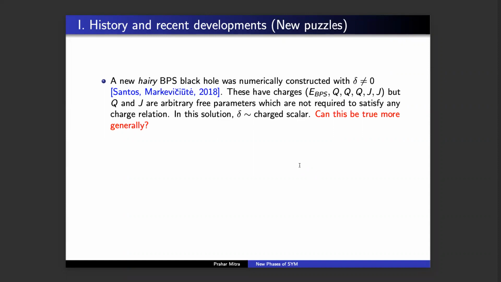And in fact, in this solution, if you simply compute delta, you find that delta is proportional to the amplitude of the charge scalar. Then you go back to the Gutowski-Reall black hole.